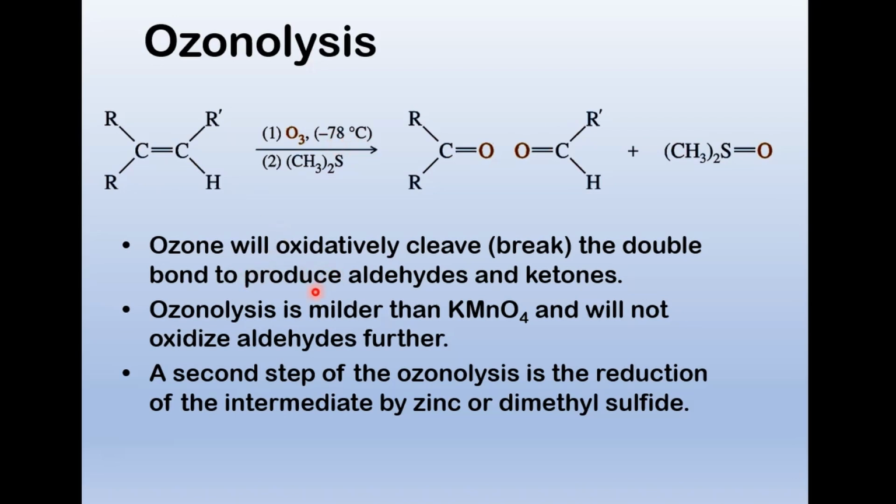So ozone oxidatively cleaves, breaks the double bond to produce aldehydes and ketones, depending on how this is substituted. If we have two alkyl groups, we get the ketone. If it only has one alkyl group and a hydrogen, we get the aldehyde. And it's a two-step situation. This dimethyl sulfide turns into that thing called DMSO, dimethyl sulfoxide. So this acts as a reducing agent.